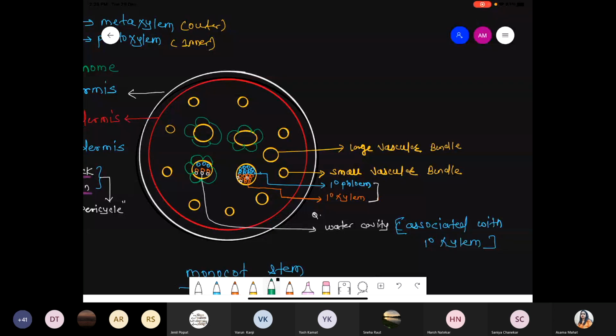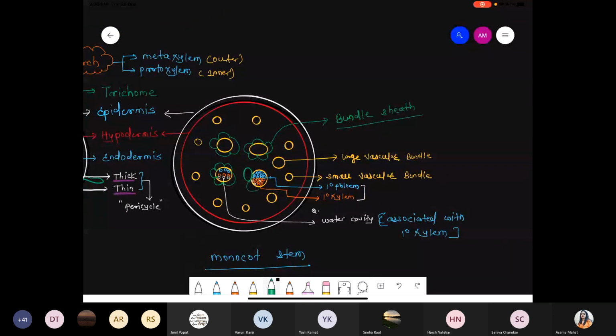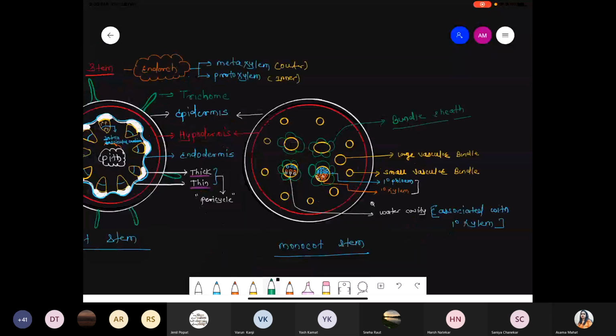So this green color, simply we are talking about the vascular bundle, or simply we are talking about the bundle sheath cells. Bundle sheath. That's it. This is the very simple diagrammatic representation for the monocot stem. Can you just check quickly?